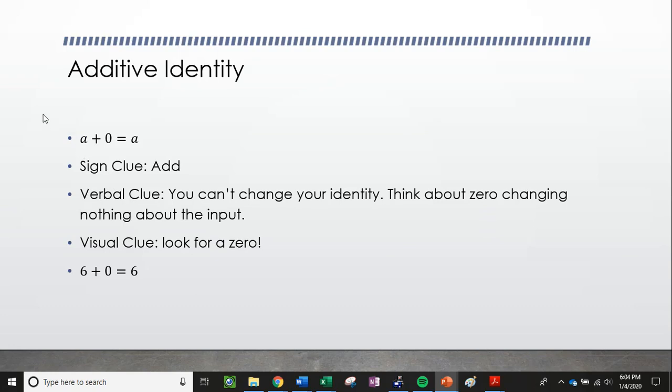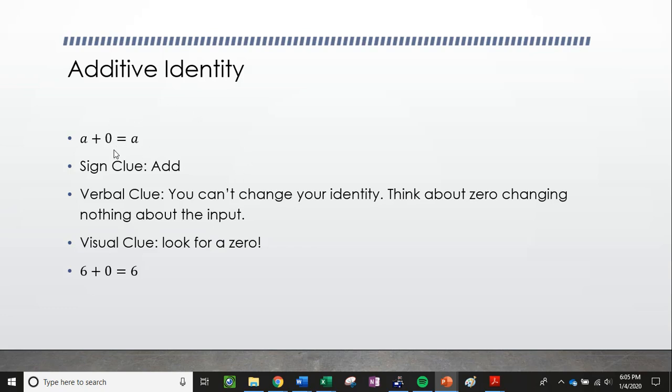The additive identity property. So your sign clue here is add. You have an addition sign. The word add is also in the name of the property. So the verbal clue, I want you to think about, you can't change your identity, right? You are who you are. So the only thing that will keep your identity, which is here represented by the letter A, the same thing is by adding nothing. If you're adding 0, then your identity won't change.